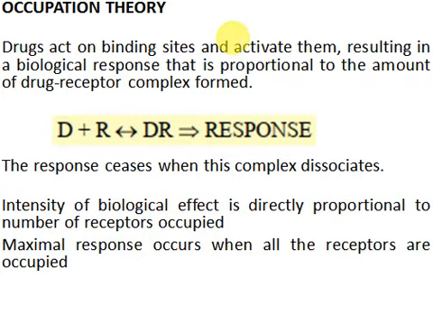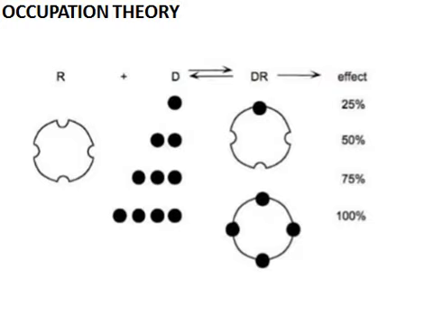Also, according to occupation theory, when the drug-receptor complex dissociates, the biological response is lost. The biological response will only exist until the drug-receptor complex is formed. Once this complex is gone, the biological activity is lost. The intensity of the biological effect produced is directly proportional to the number of receptors occupied. So if the maximum number of receptors are occupied, the response will be maximum. However, if the number of receptors occupied is lesser, the biological response will be lesser.